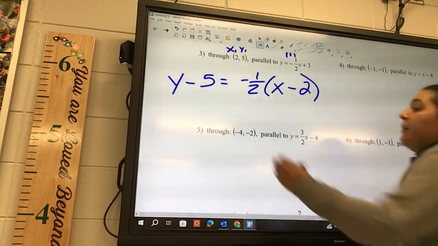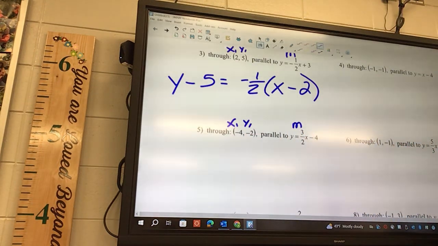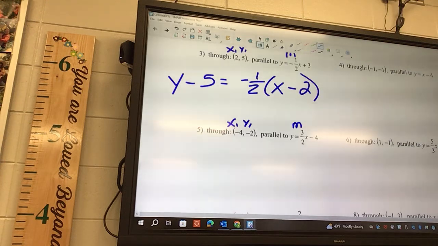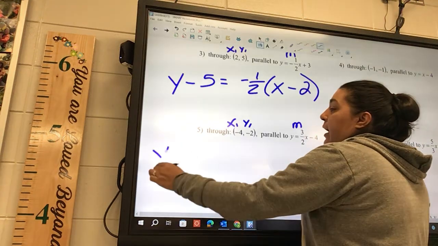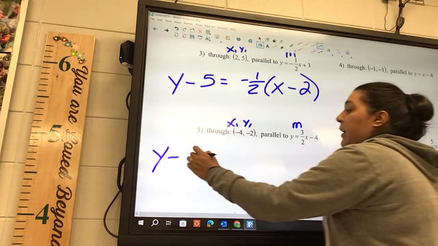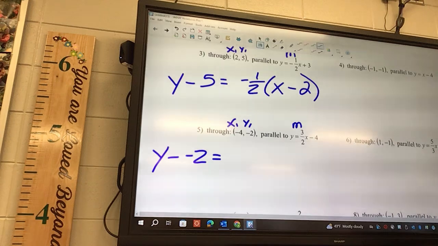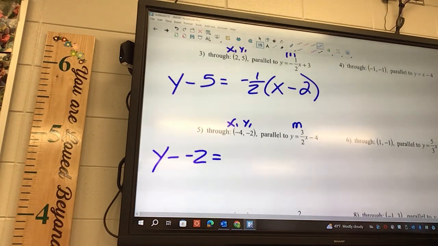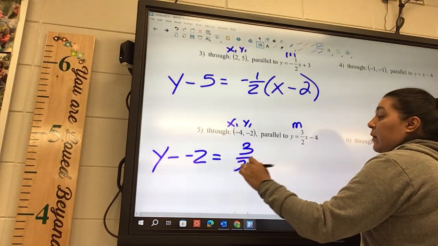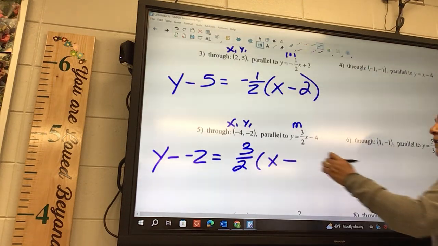Okay, look at number 5. I got x1, y1, and my m is 3/2. So it's going to look like y minus, what is my y1? Negative 2, so minus negative 2 equals, what is my m currently? 3/2, and I want parallel, so what's going to be my new slope? 3/2. x minus, what is my x1? Negative 4.